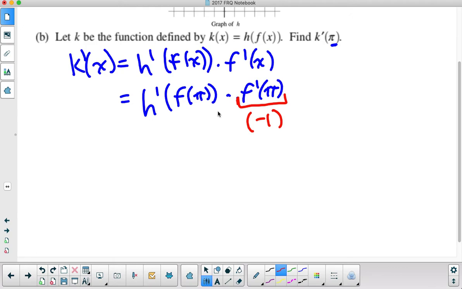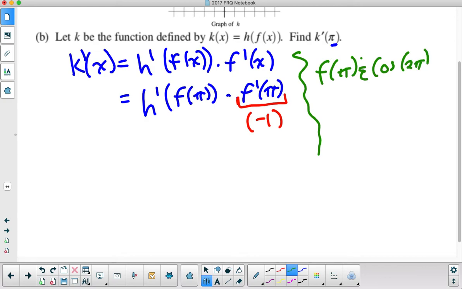So f of pi, I'm going to do that one off to the side here. I'm not going to show a whole lot of work for that. That's pre-calc, that's something you should know how to do. But I'm just going to plug that in over here off to the side so you can see what I'm doing here. So f of pi is, let me pull that up here, cosine 2 pi plus e to the sine pi.